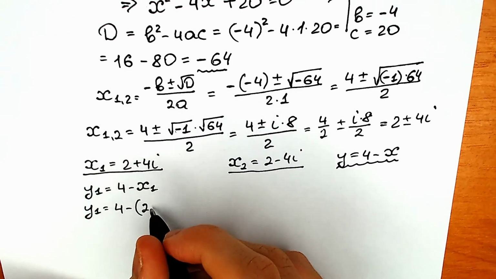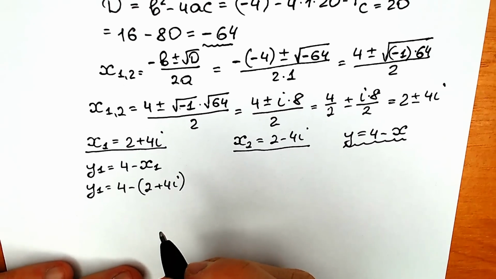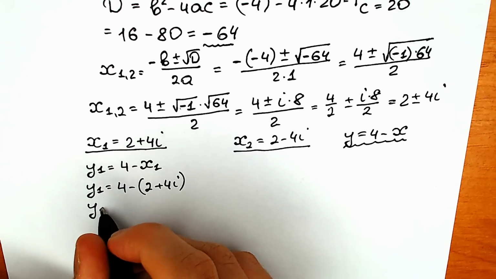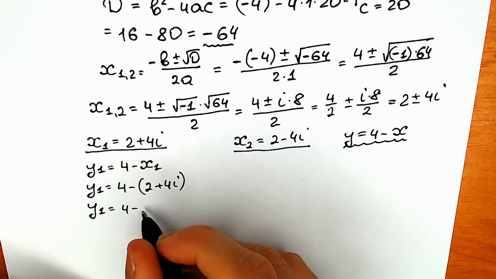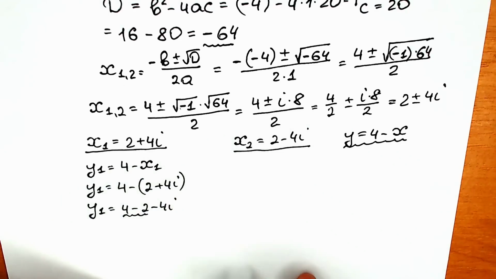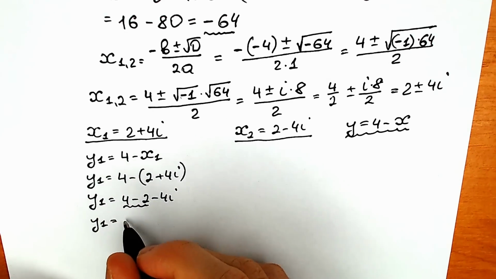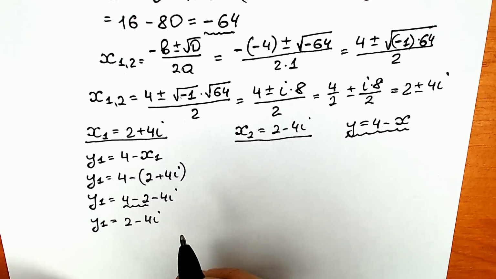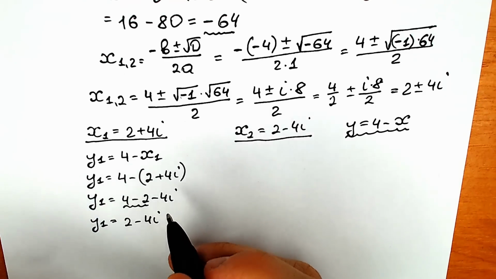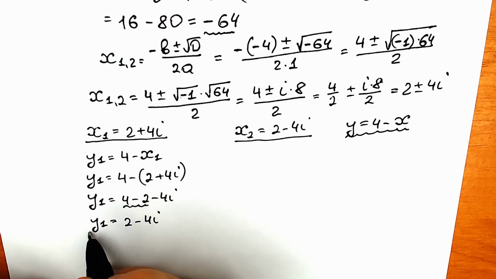So we have 2 plus 4i. Let's simplify this a little bit. We can easily do this because this is not a hard expression. We have y first equal to 4 minus 2 minus 4i. From here, 4 minus 2 is equal to 2. So as a result, y first is equal to 2 minus 4i. As you can see, a little bit symmetrical, no? We have right here 2 plus 4i, right here 2 minus 4i, so everything is great.